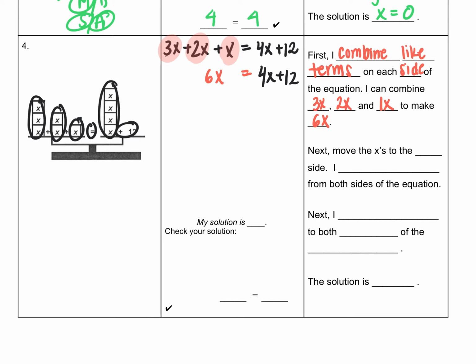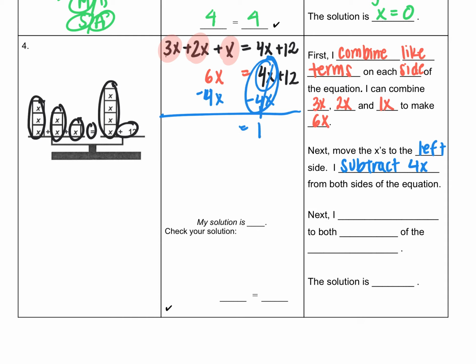I'm going to move all the x's to the left side because there are more x's there. So I'm going to get rid of the x that's on the right, the 4x. This is a positive 4x, so I'm going to subtract. I subtract 4x from both sides of the equation. 4x minus 4x goes away here, and all I have left here is 12. But on the left side, 6 minus 4 is 2, so I have 2 x's left.